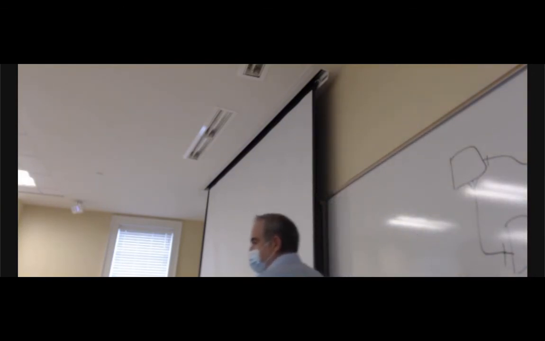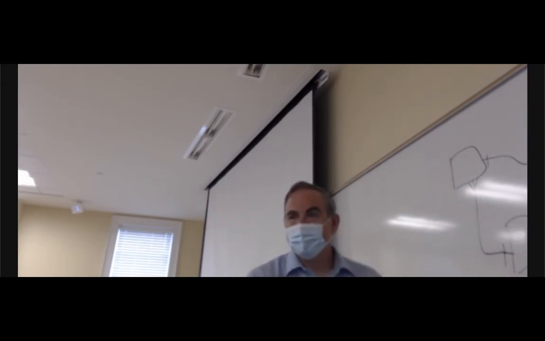How many foreign keys are there in that diagram? Yeah, Jacob's right. He said two. He just looked at all the many sides, and there's two of them. Two foreign keys.